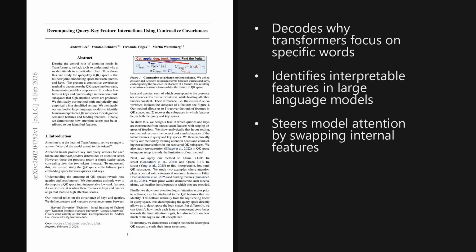Wrapping up, 2 takeaways stand out. This method successfully decomposes the complex query key space into interpretable low-rank components without needing extra training. This doesn't just explain why a model attends to a token, but allows us to causally steer that attention, offering a powerful new way to debug and control large language models.